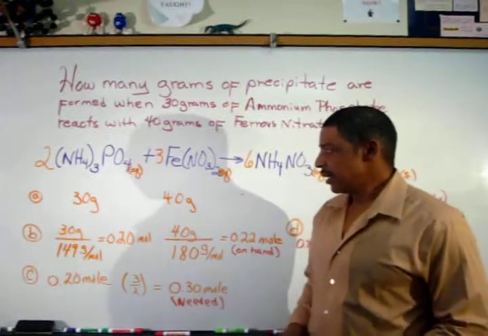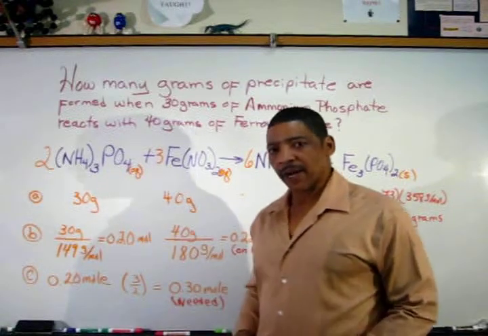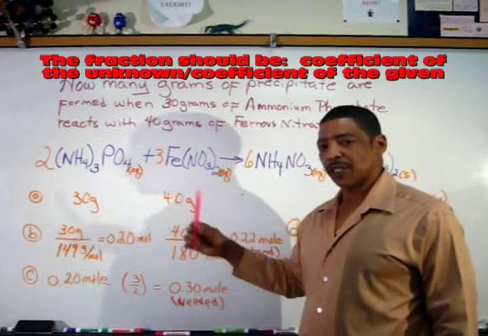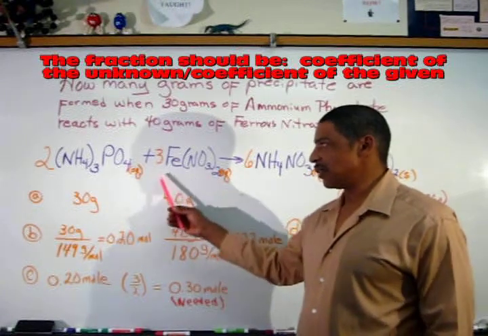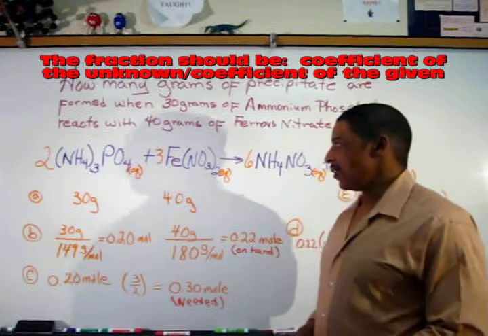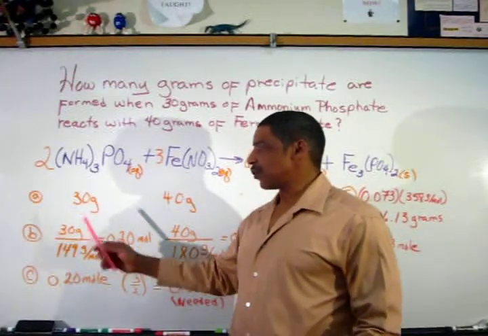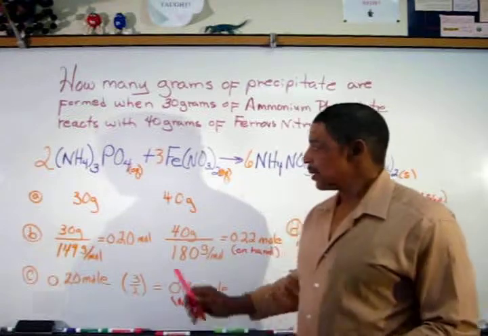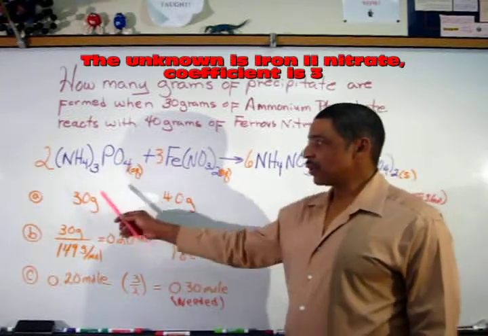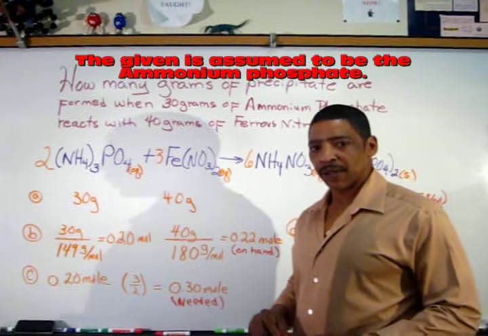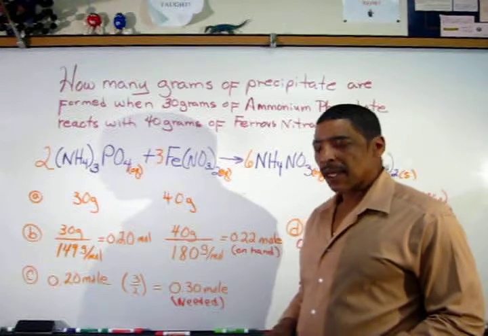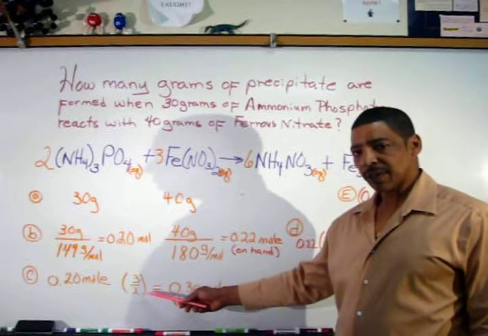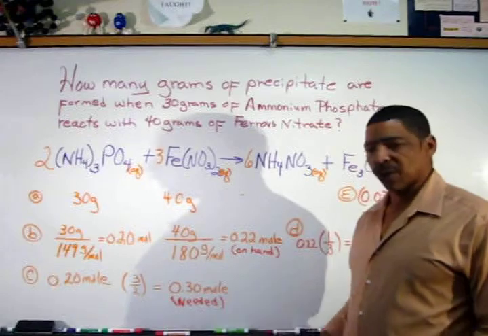Now simply multiply the moles of the ammonium phosphate by the fraction created from the molar ratio, where the coefficient associated with the unknown, which I'm saying at this point is the ferrous nitrate, is 3, and the coefficient associated with the given, which in this case will be the ammonium phosphate, is 2. So my fraction will be unknown coefficient over the known coefficient. This will give me a fraction of 3/2. Multiplying 0.2 by the fraction 3/2 will yield an answer of 0.3 mole.